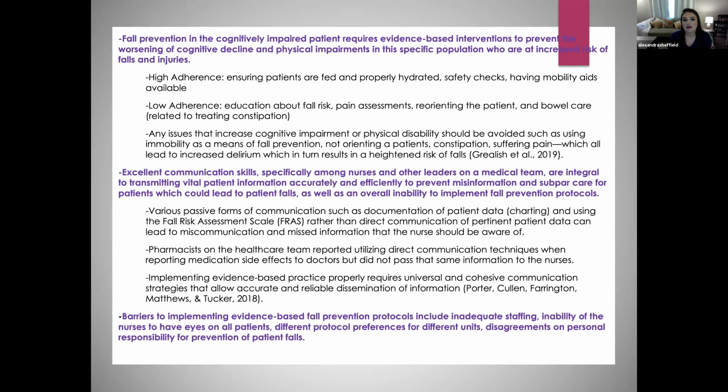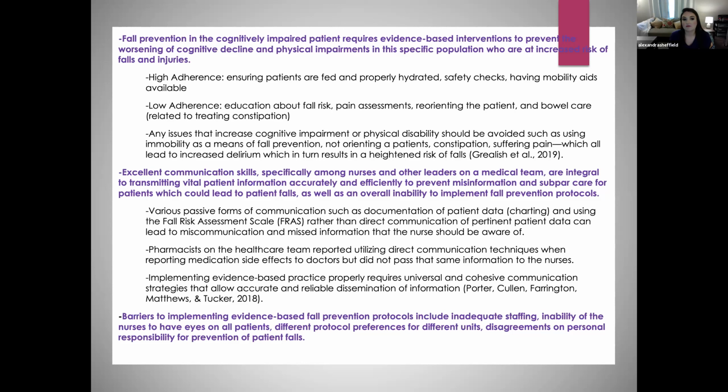Low adherence, they did not educate about fall risk. They did not do enough pain assessments. They did not take the time to reorient the patients, and bowel care related to treating constipation was not something that they did appropriately. So they made sure that they were able to get to the bathroom, but when patients suffered constipation, they were not there to treat with stool softeners and laxatives and things like that.